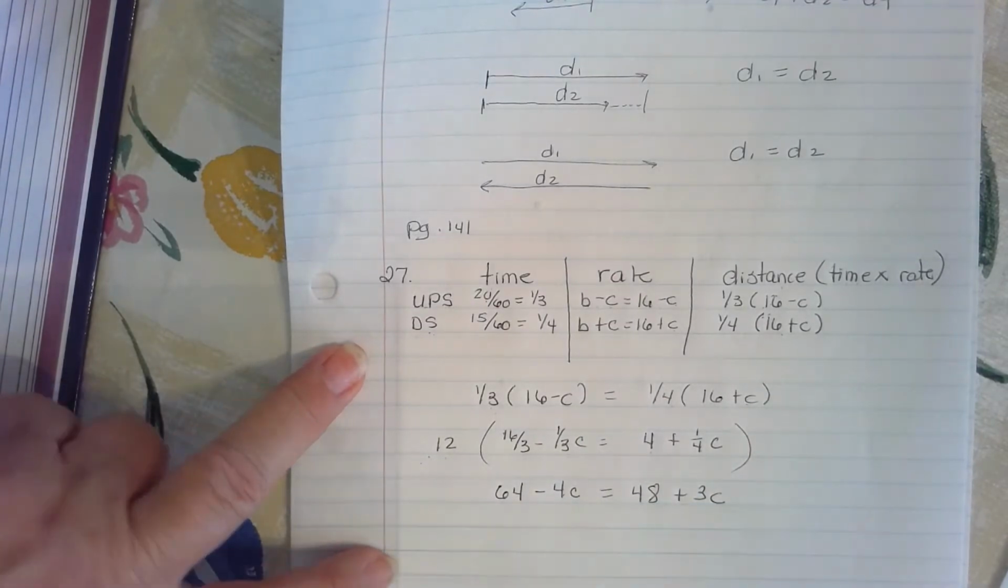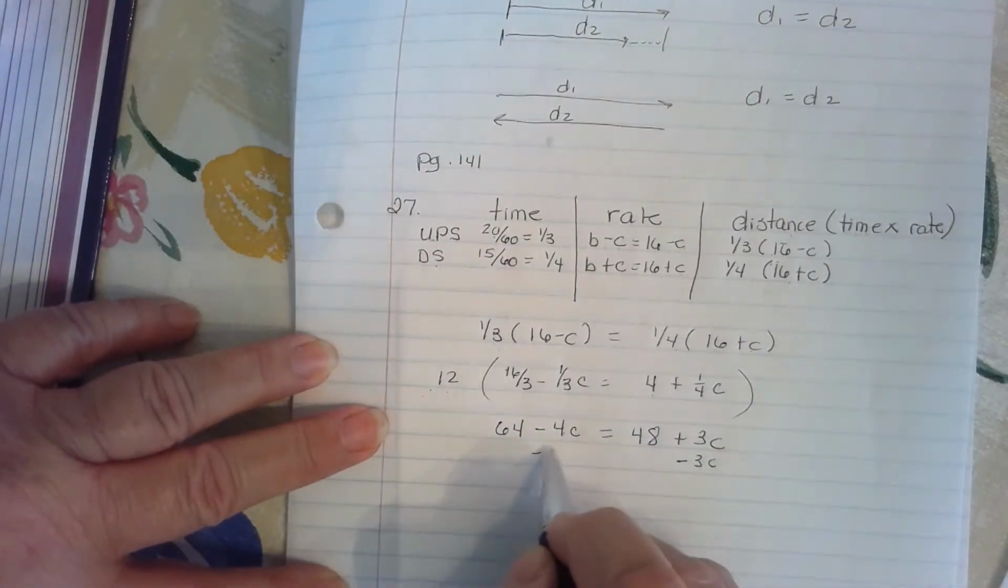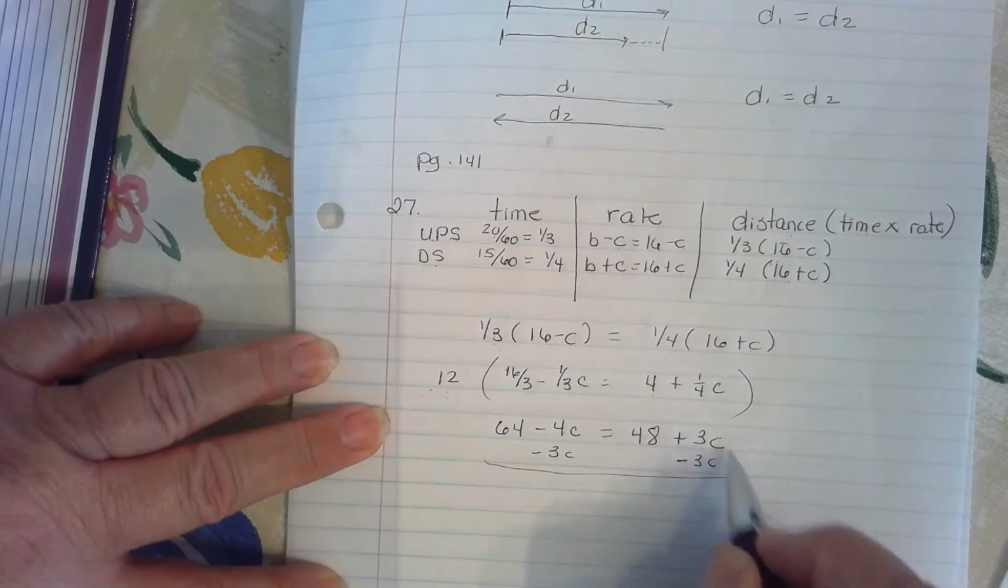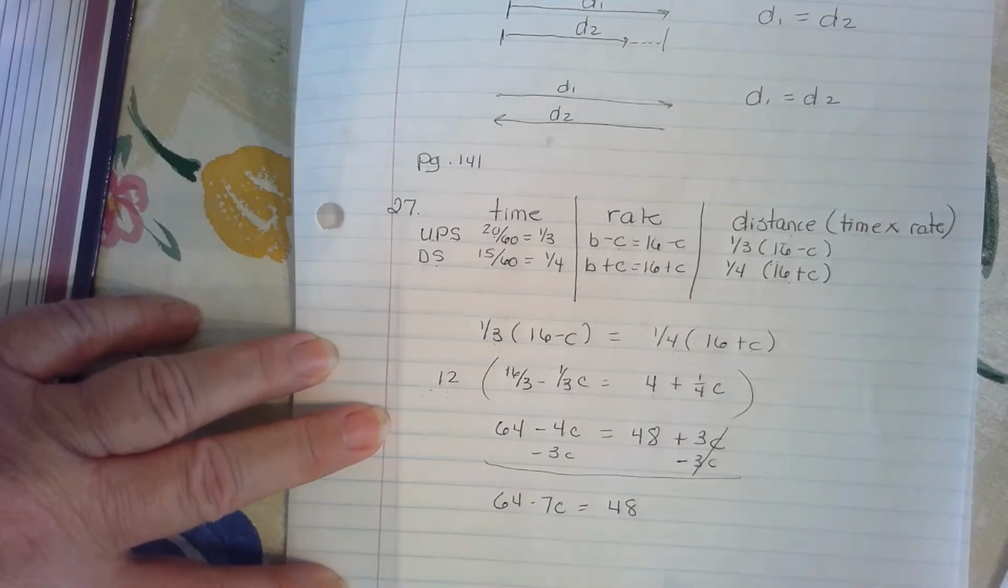Now I'm going to get my C's on the same side of the equation, so I'm going to subtract 3C so that those will zero out. Then I'm going to subtract the 64.